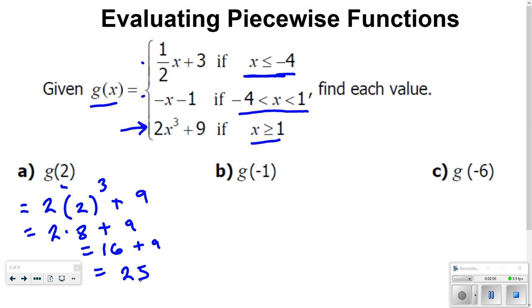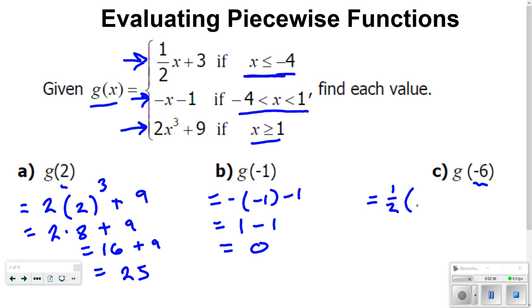Okay, same thing for B. I want to evaluate this at -1. Well, -1 is in between -4 and +1, so I'm going to use that middle function this time. And when we simplify, we get 0. Okay, for our last one here, -6 is less than -4, so we're using that top function. And again, just like the other ones, I'm just plugging in my x value and simplifying. And once again, we get 0.